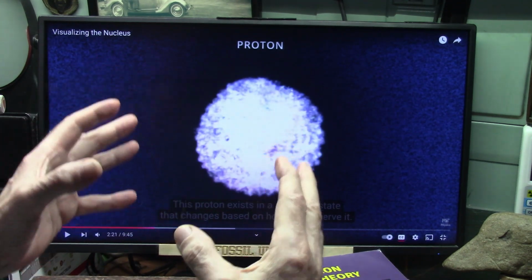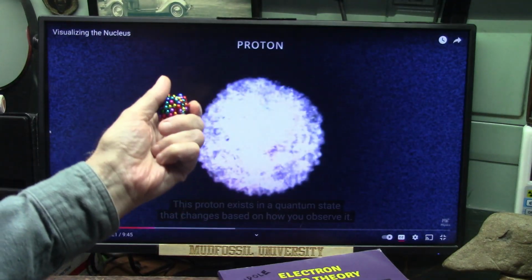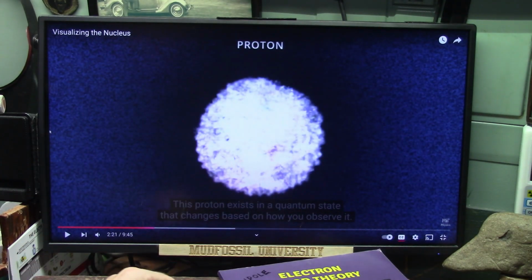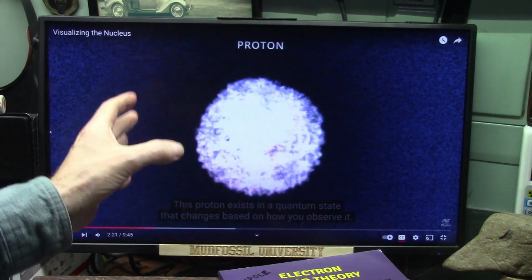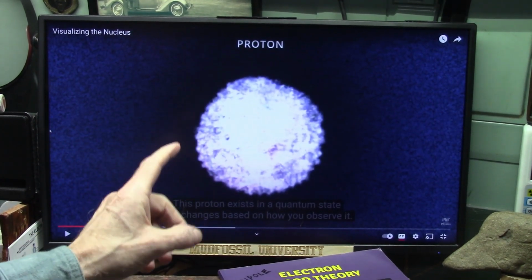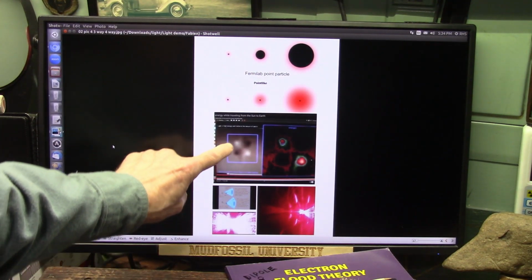A proton is just a bunch of little dipoles. Let me show you what the real proton is in my model, and then we'll go on with this, because I can actually show you what I believe is the proton based on our experiments with light. Okay, my model is based on everything being a dipole.